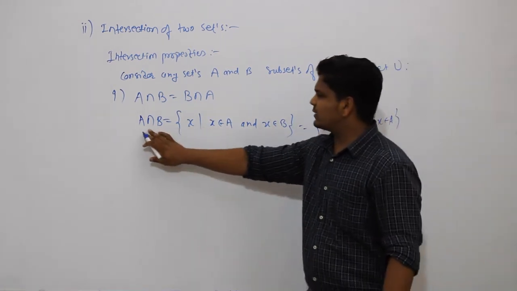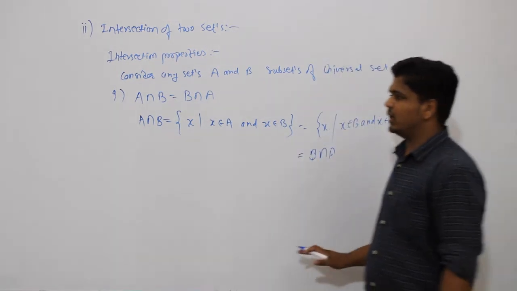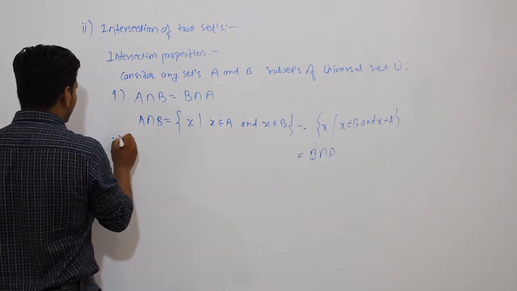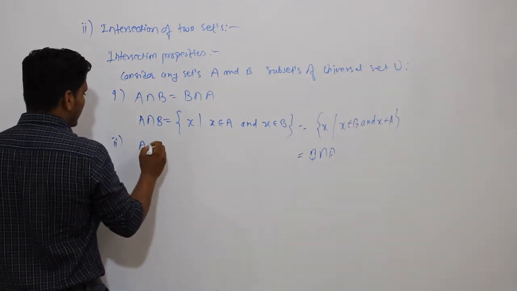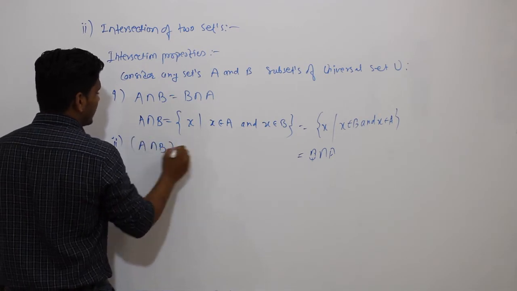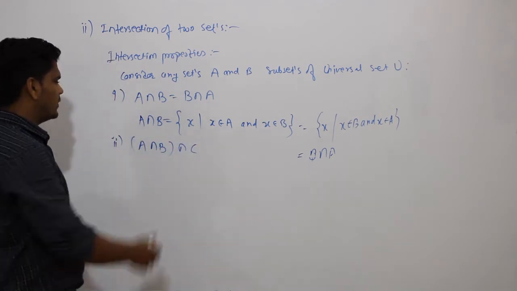Okay, means your A intersection B has become B intersection A. Likewise, you can prove all other properties. Now, second is for A, B, and C. Consider A intersection B intersection C. What will happen with this?